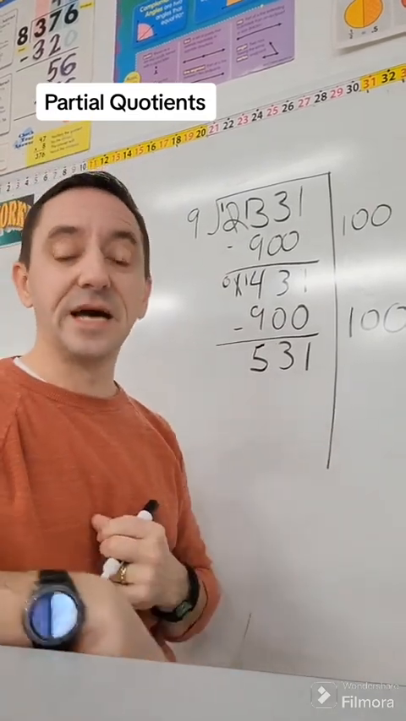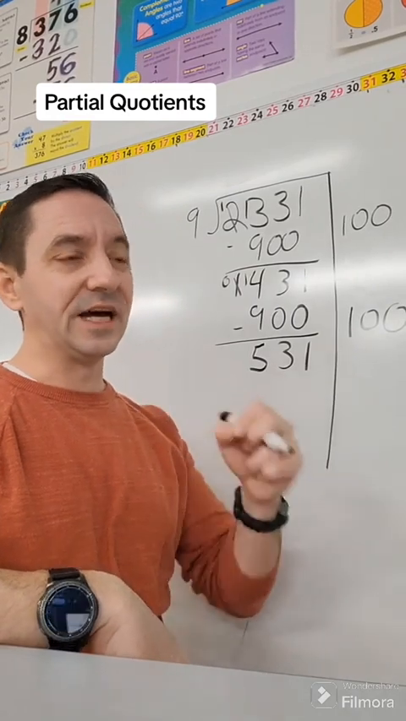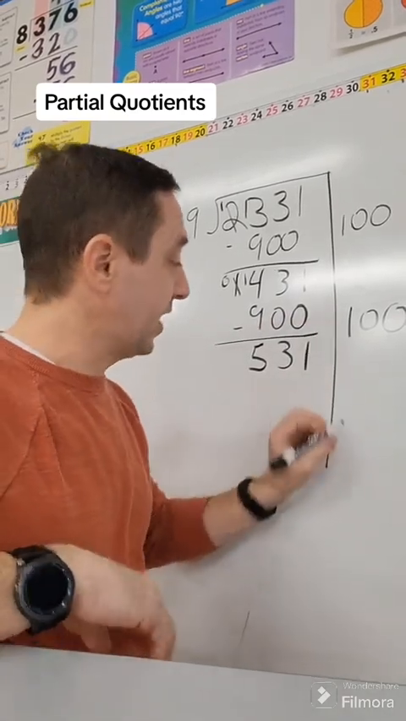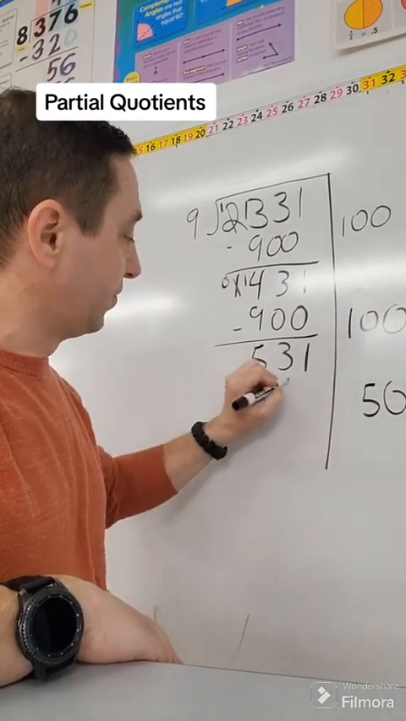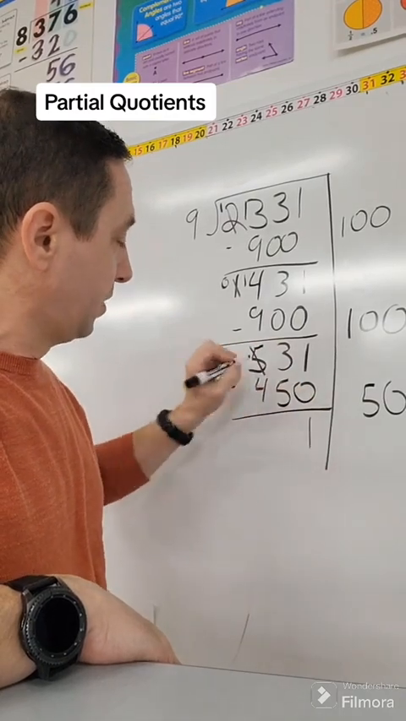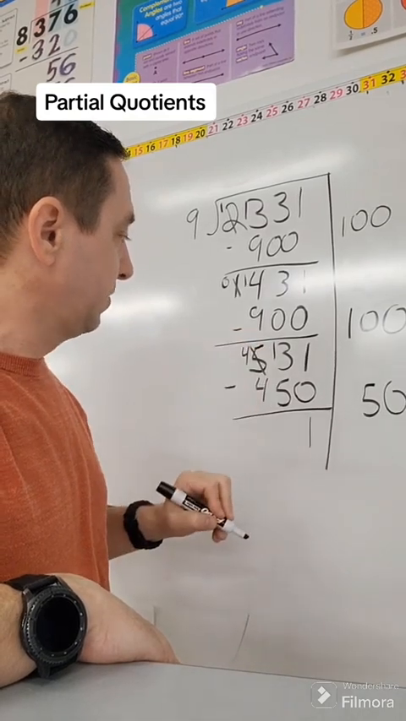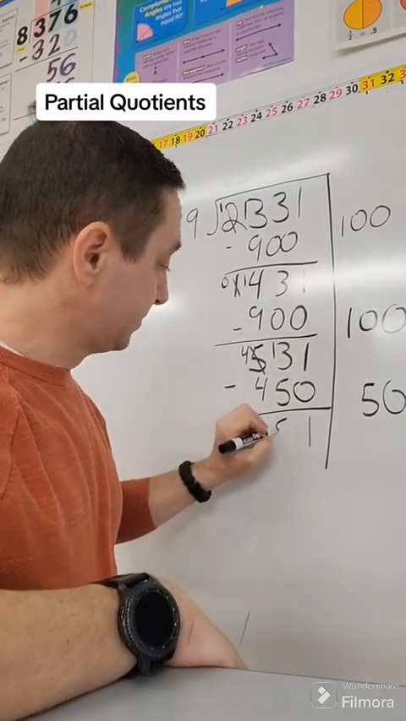I'm going to go up to 9 times 50, because I know my 9 times 5 is 45. But if it's 9 times 50, it's going to be 450. And I'm going to do that. So I'm going to put a 50 over here, and I'm going to subtract 450. I've got a 1. I'm going to regroup. Take that over there. Put it here. And then I'm going to do 13 take away 5. That's going to be an 8.